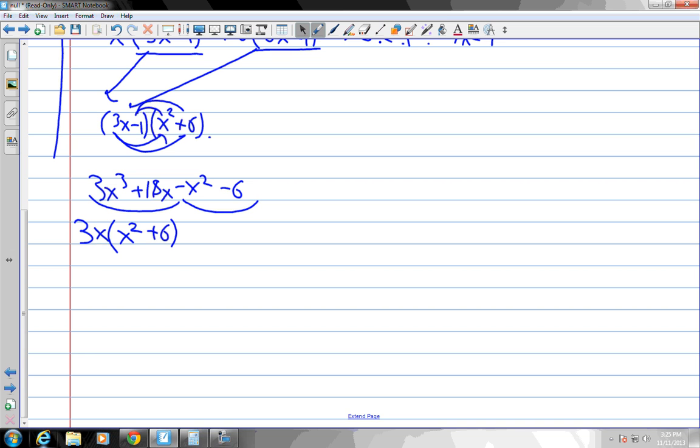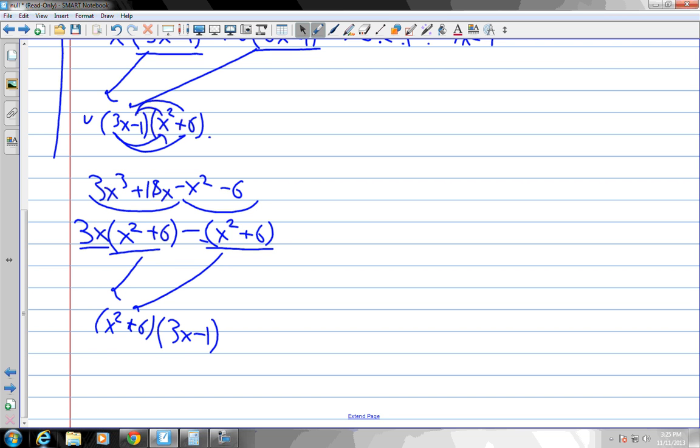Yeah, just take out negative 1. The common factor there is negative 1. I can just take out the negative, and that leaves me with x squared plus 6. Sure. Right? If you distribute it back, you still get the same thing. So I'm really taking out the negative 1. Well, now x squared plus 6 is the common factor. And if I take that out, that leaves me with 3x minus 1, which is the same.